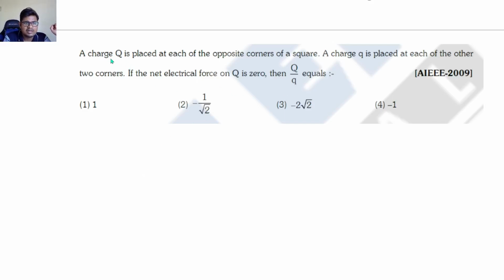Here we have a charge q placed at each of the opposite corners of a square. A charge Q is placed at each of the other two corners. Then the net electric force on charge q is 0. Then find Q by q.